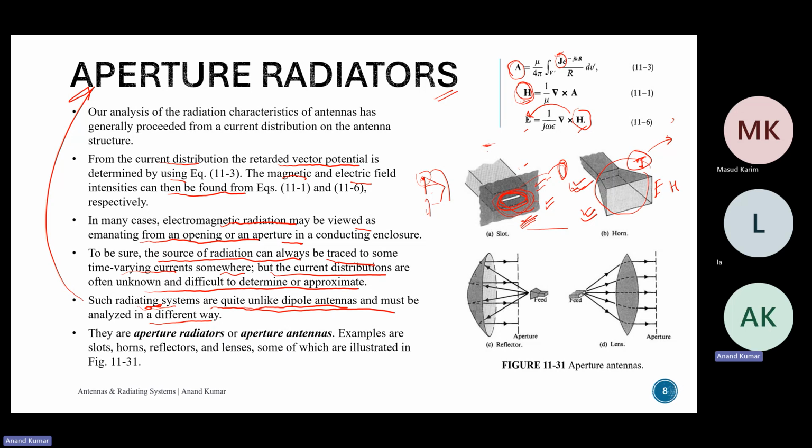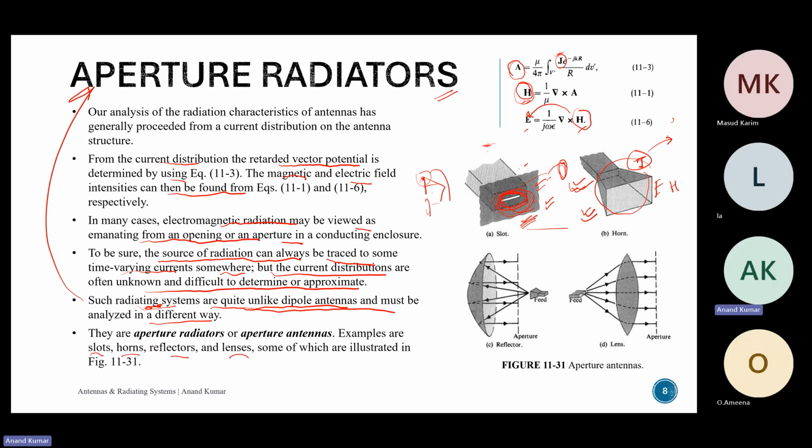And aperture radiators, the popular ones are slot antennas, horns, reflectors, and lenses. So here is an example of a reflector. Here is an example of a lens, where we have a source over here, some kind of feed, and then this is also an aperture, and then the fields traveling from the feed are modified by the reflector or the lens.